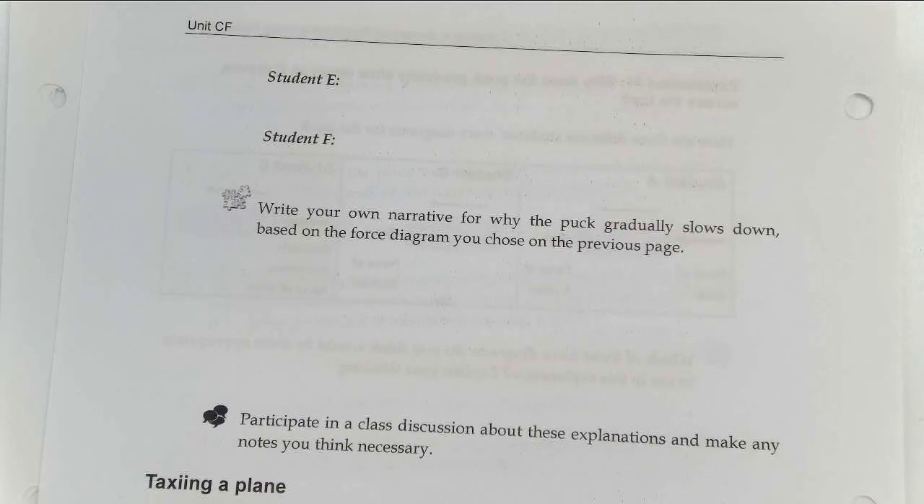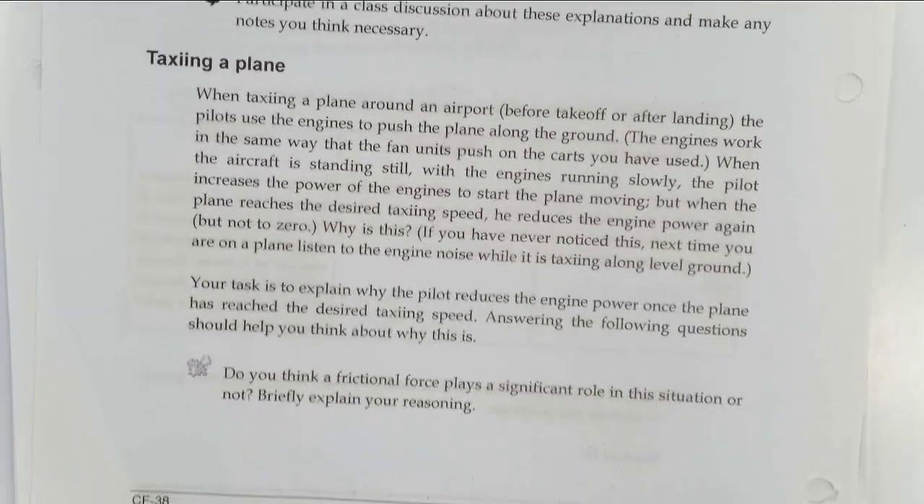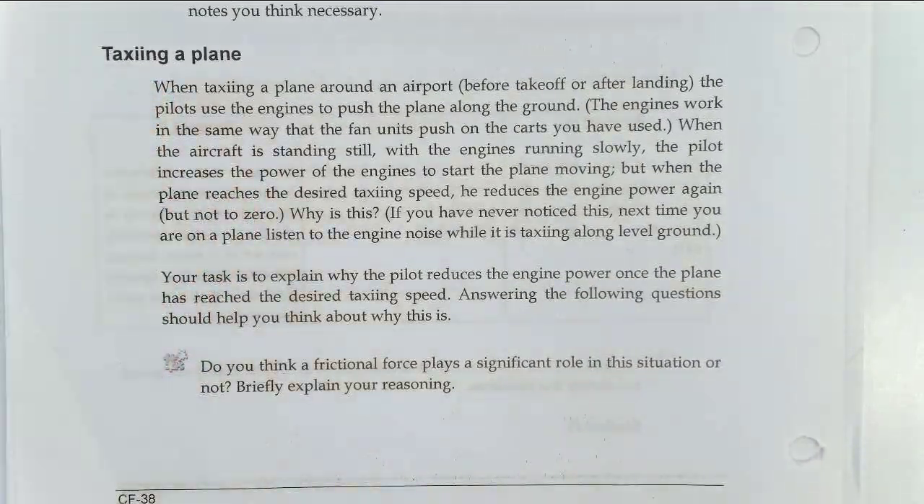All right, the second scenario they ask you to think about in here is taxiing a plane. When taxiing a plane around an airport before takeoff or after landing, the pilots use the engines to push the plane along the ground. The engines work in the same way that the fan units push on the carts that you have used. When the aircraft is standing still with the engines running slowly, the pilot increases the power of the engines to start the plane moving.